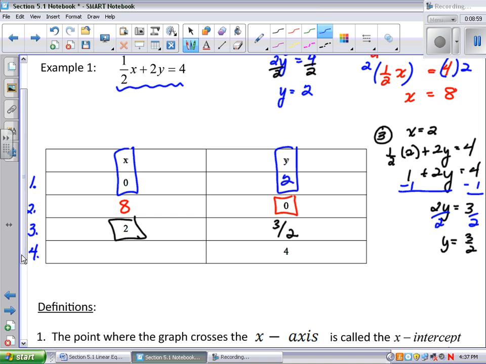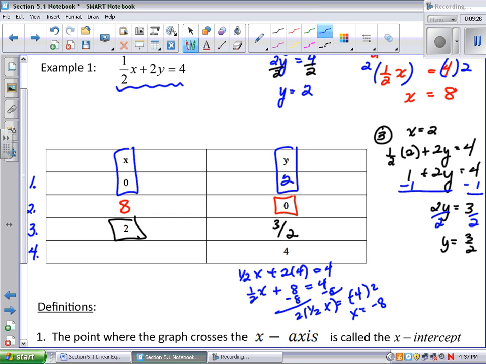And the answer that you will get here: half of x plus 2 times 4 equals 4, or 1/2 x plus 8 equals 4. I need to subtract 8 from both sides. So I get 1/2 x equals negative 4. And if I multiply both sides by 2, I get x equals negative 8. So my final answer here should be negative 8.